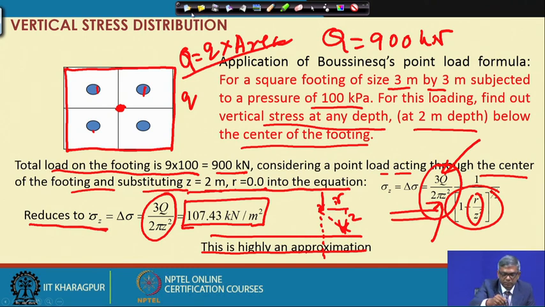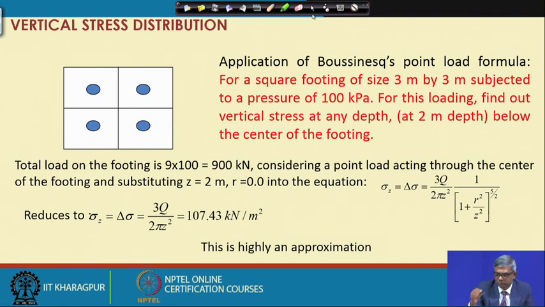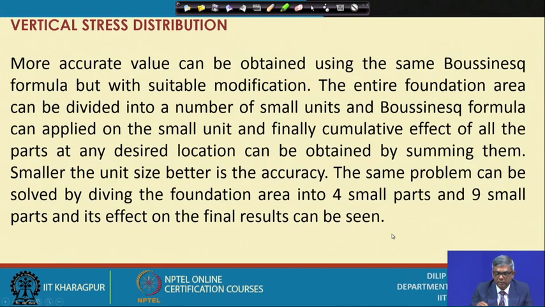You can see this, though I could apply the point load formula to a footing of 3 meter by 3 meter size loaded with 100 kPa pressure, and at 2 meter depth I could find some value, but how accurate this value is, we do not know. We applied a pressure of 100 kilonewton per meter square at the surface, but at 2 meter depth the value becomes a little more. It is doubtful whether it is true or not.